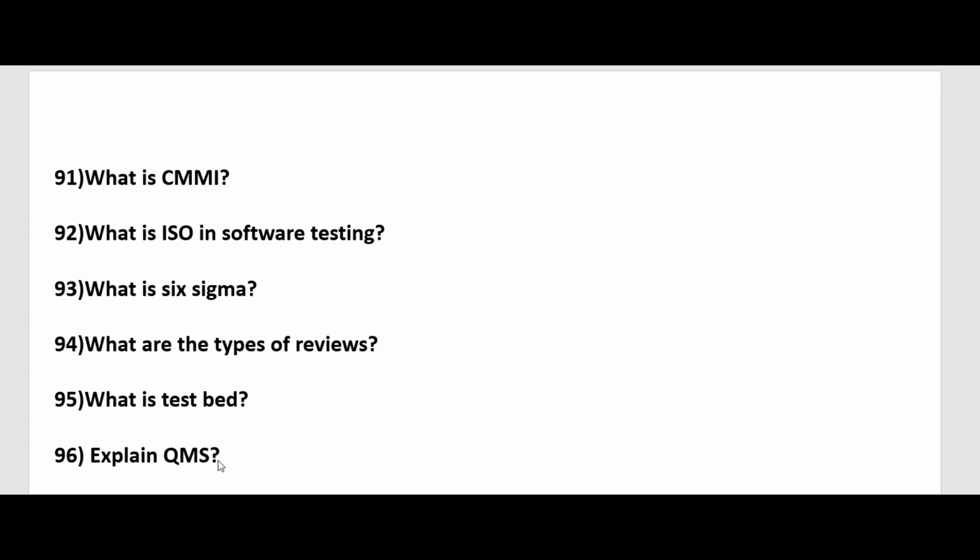Explain QMS, Quality Management System. It is a set of policies, processes, and procedures required for planning and execution in the production, development, and service in the core business area of an organization, and the areas that can impact the organization's ability to meet customer requirements.